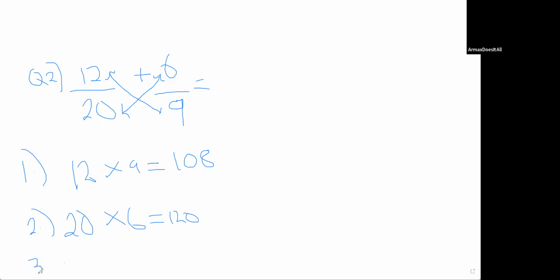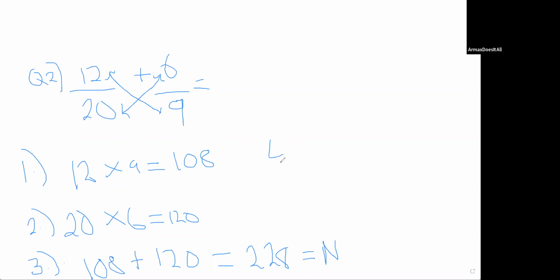And to get our numerator, which is our top number in our answered fraction, we're going to do 108 plus 120. And this gives us an answer of 228. So this here is our numerator, which I'm going to label again at the end.